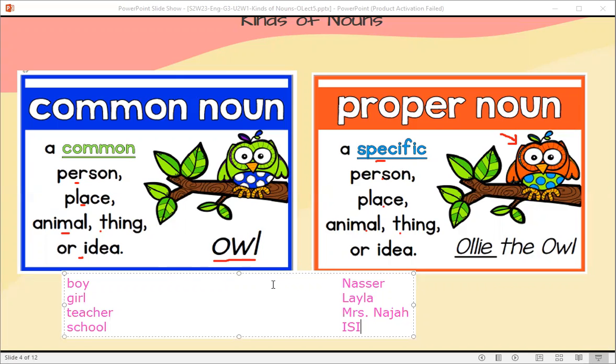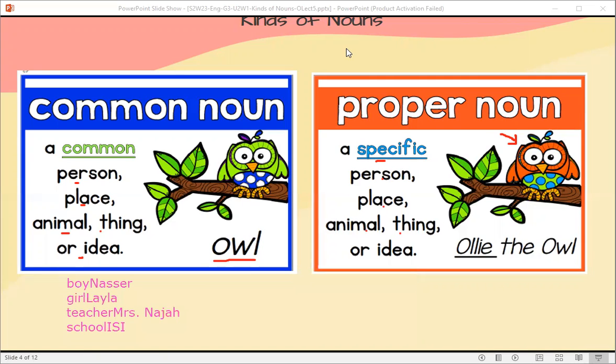Now, what do we notice about the proper nouns? We notice that proper nouns are written in capital letters. Each proper noun begins with a capital letter because it is a proper noun. Just like here, Ali, it begins with a capital letter.